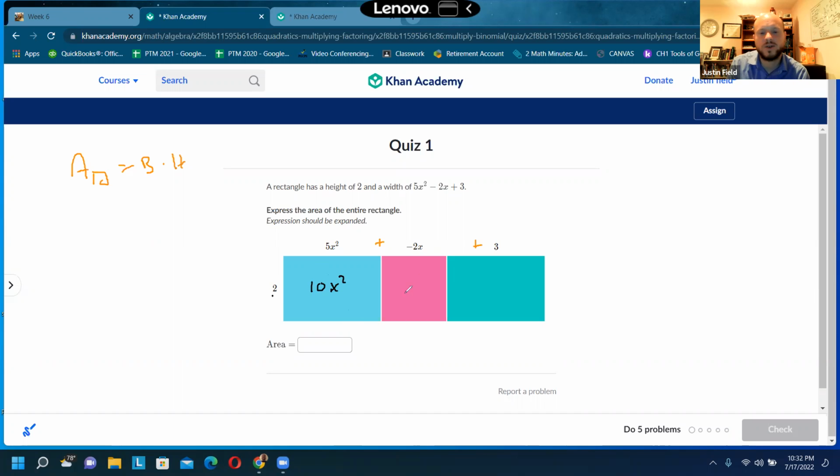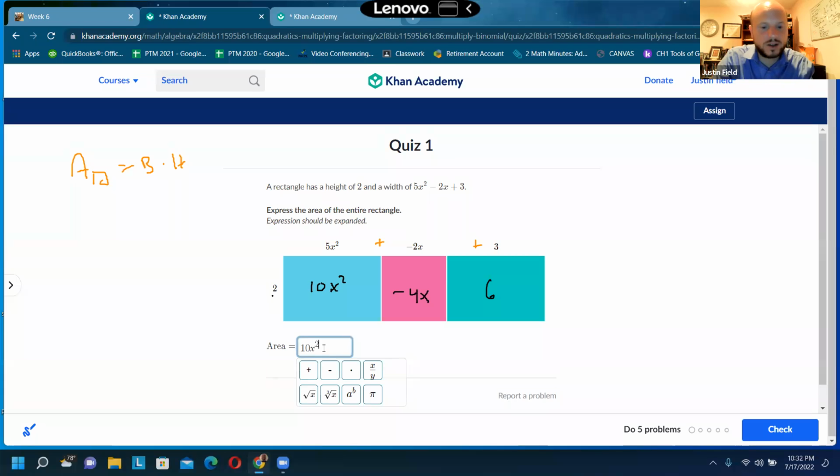2 times negative 2x would be negative 4x. And 2 times 3, well, that's 6. So the answer is those terms on the inside added together: 10x squared minus 4x plus 6.